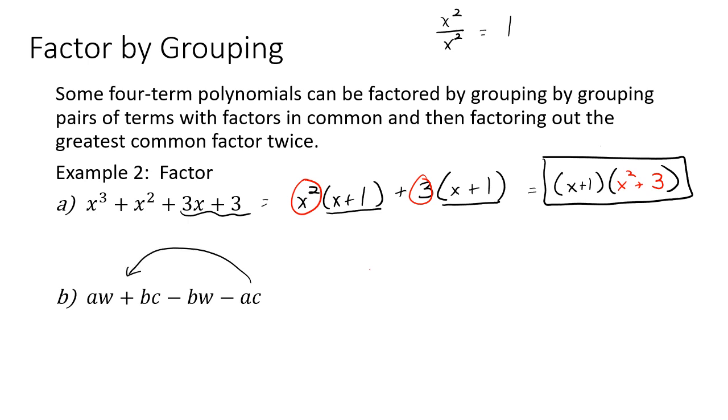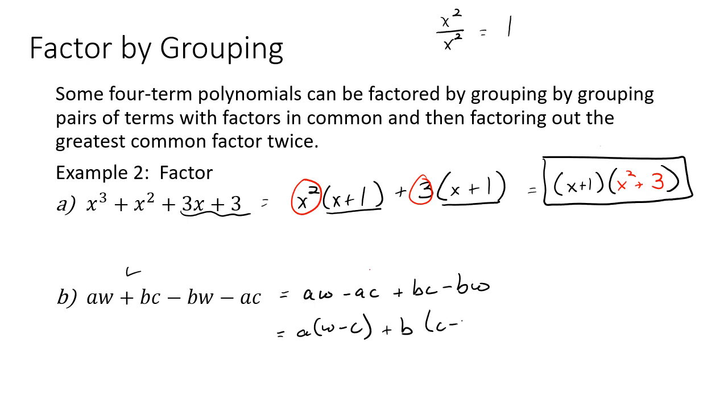I'm going to move that AC a little bit higher up in the problem. So this is going to be AW, the minus sign travels with it, minus AC plus BC minus BW. And now let's see if we can do factor by grouping. So if we pull an A out of the first two terms, we're left with W minus C left over. And if we factor a B out of the second two terms, we're left with C minus W.